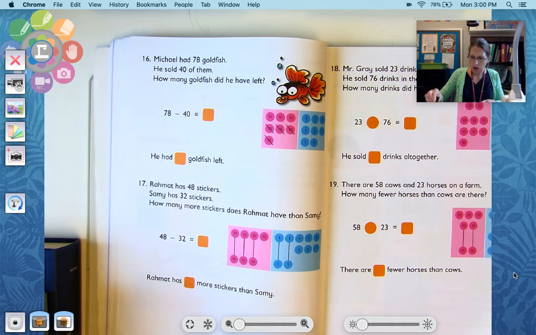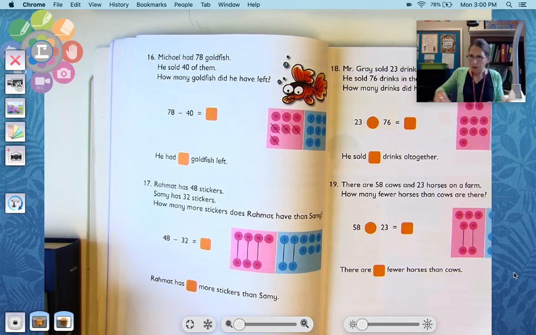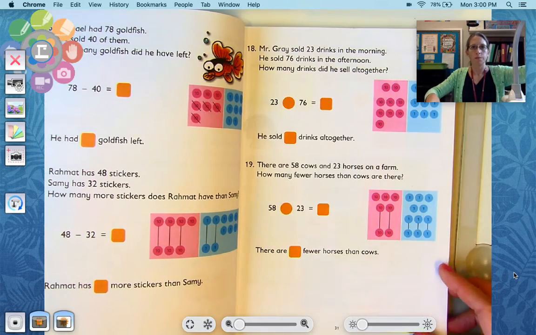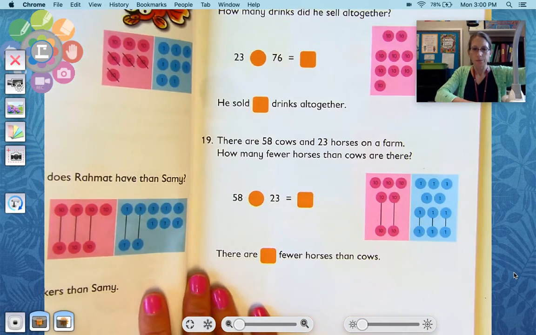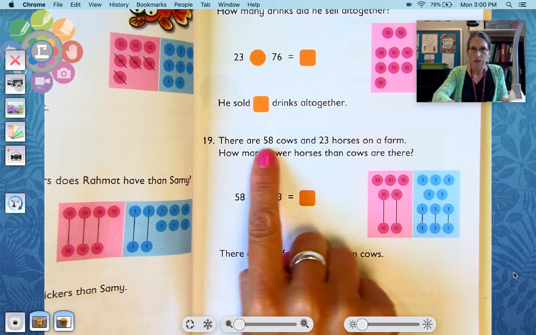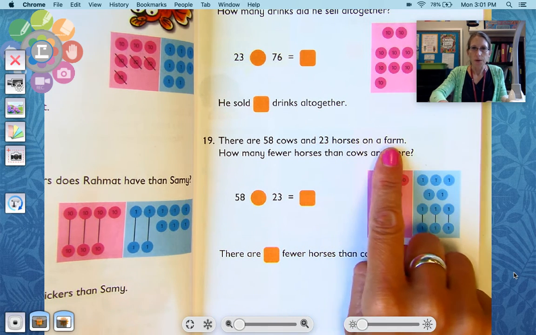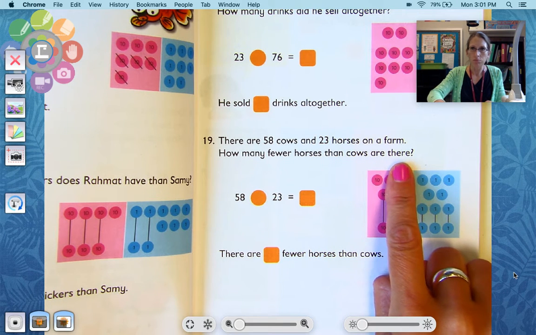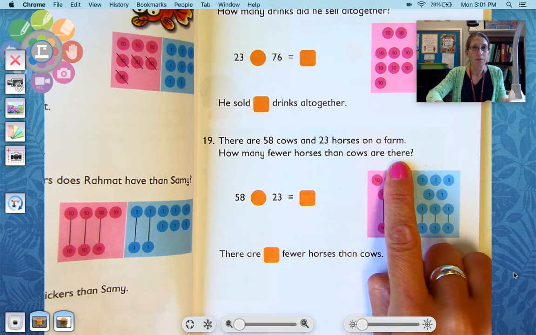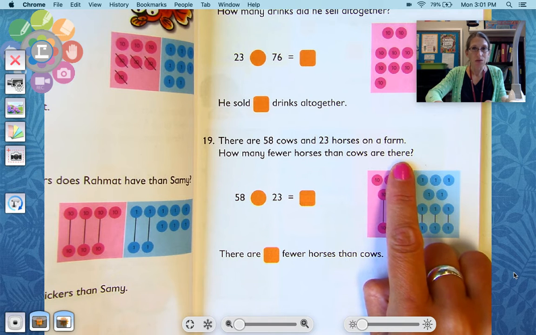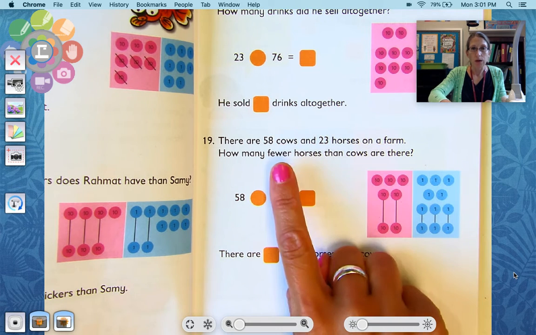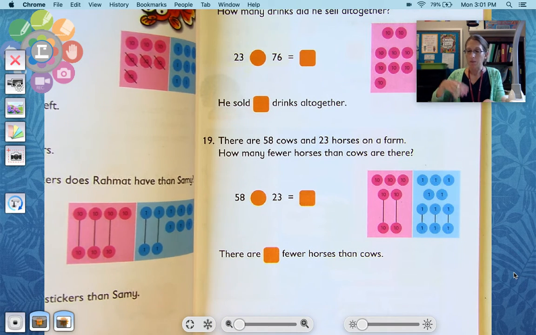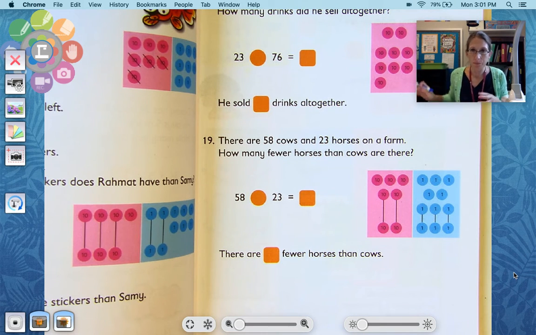All right, let's try one more together. And I would like us to scoot over to number 19. So number 19 here, let's read the problem. There are 58 cows and 23 horses on a farm. How many fewer horses than cows are there? This is kind of a different kind of question. They're asking us to compare, to talk about which one has more and which one has less or fewer and how many. So anytime we're talking about more or less, we're comparing.